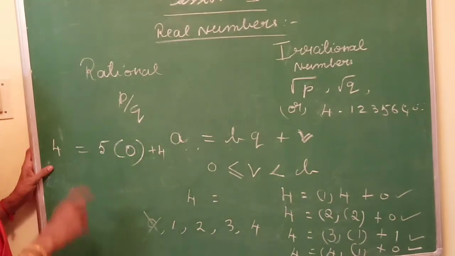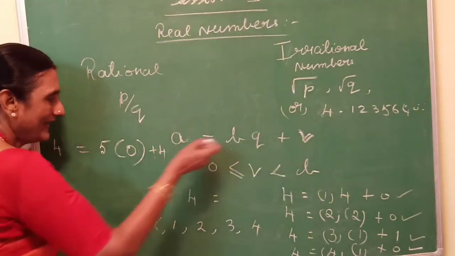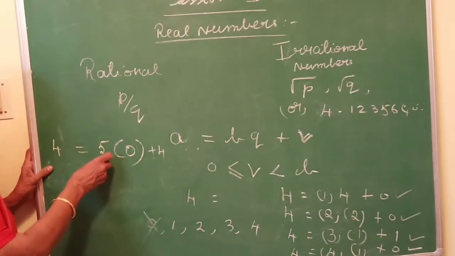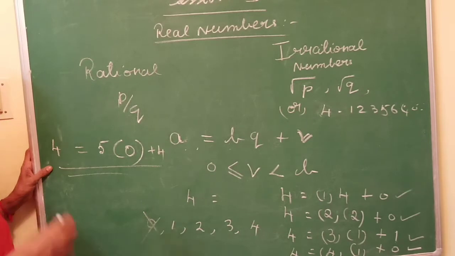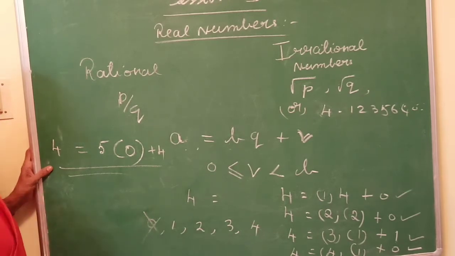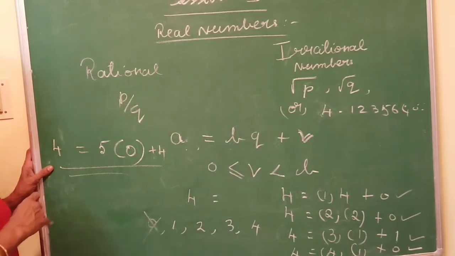Still we have got a B, and R is less than this B. Are you understanding? Is it clear to you? So this is how we can rewrite any number in this format. Okay. Now more detail I will explain to you.